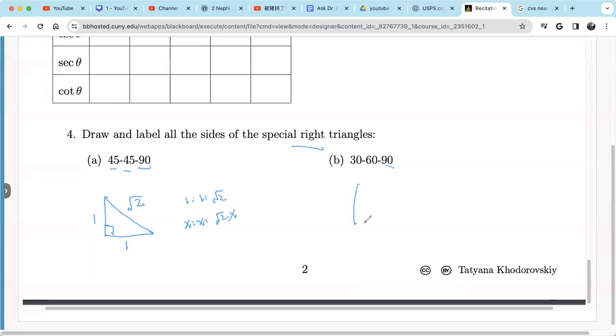And this one we have. One angle is 30 degrees, the other one is 60 degrees. Right? If this is 1, the hypotenuse is 2, and this will be root 3. So it's a 1 to root 3 to 2 relationship. If we want to carry x in it, that's fine too. That's it. That's all for recitation 8.